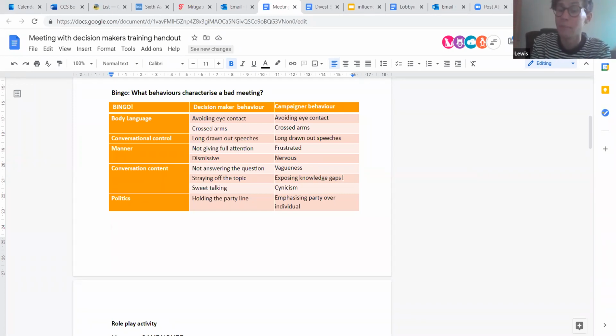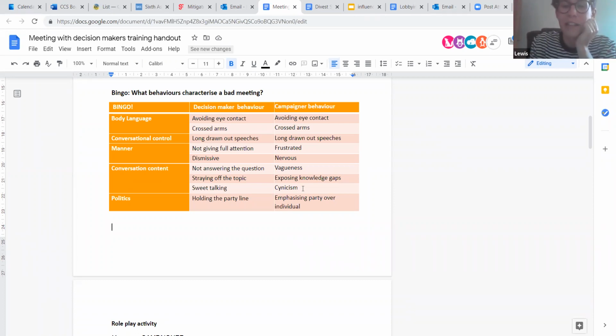Avoid exposing knowledge gaps. This is on the part of the campaigner or on the part of the decision maker probably. You can't be expected to know everything, but you want to try and give a sense that you know what you're talking about. So try and avoid getting into areas where you don't really know what you're talking about. Either keep it to the things you do know, or admit if it's something that you're not an expert on. That's fine, and they shouldn't expect you to know everything.